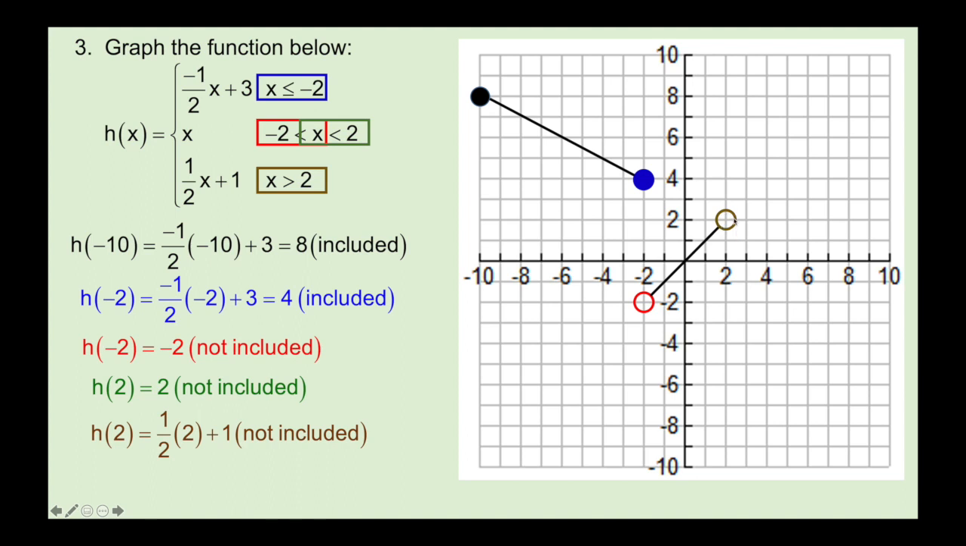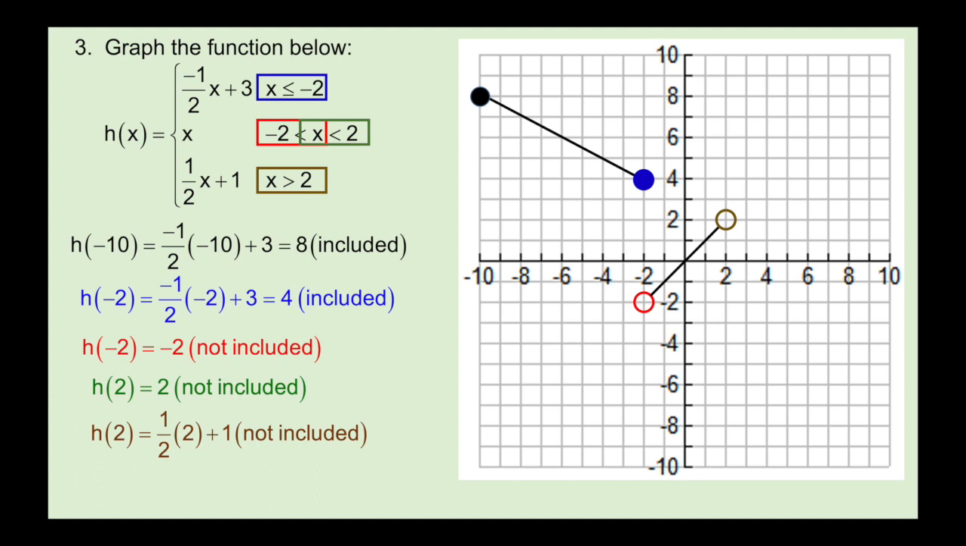Now, if one of those in that same exact position had an equal sign in it, that would be filled in. So the filled in circle would always carry more weight than an open circle. So if you have a filled in circle in a position, you have to fill it in. If you have 2 open circles, you can just leave it open.